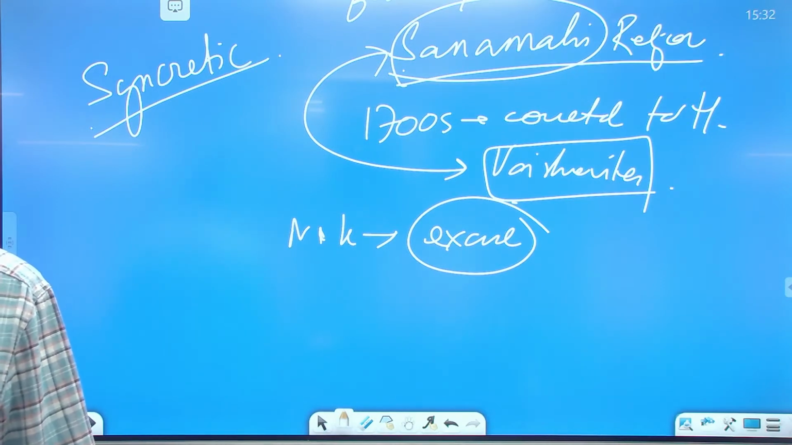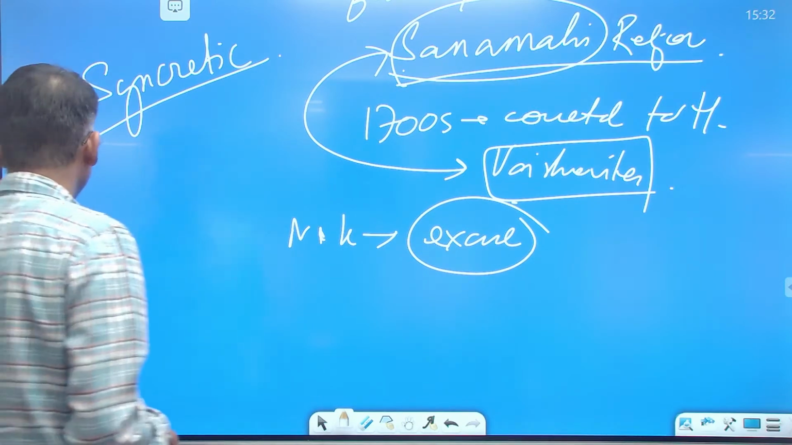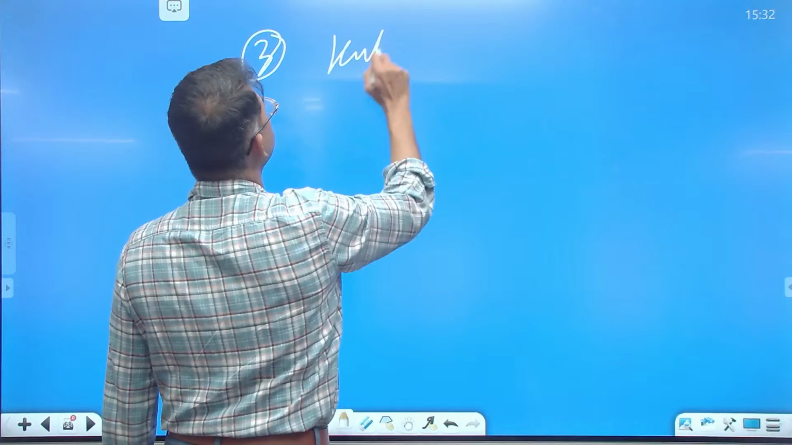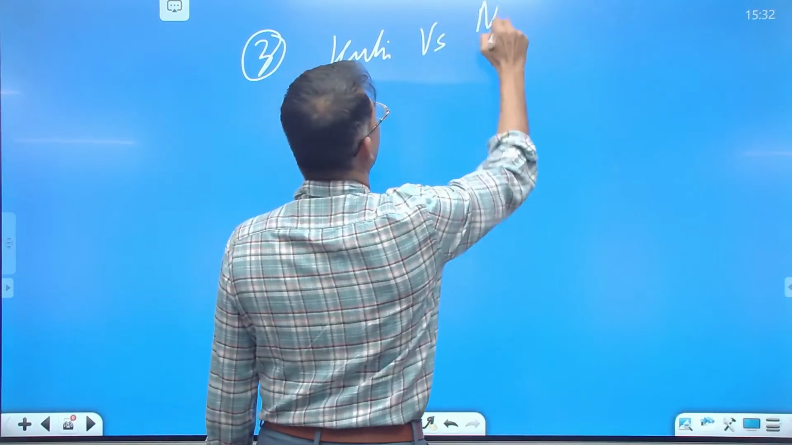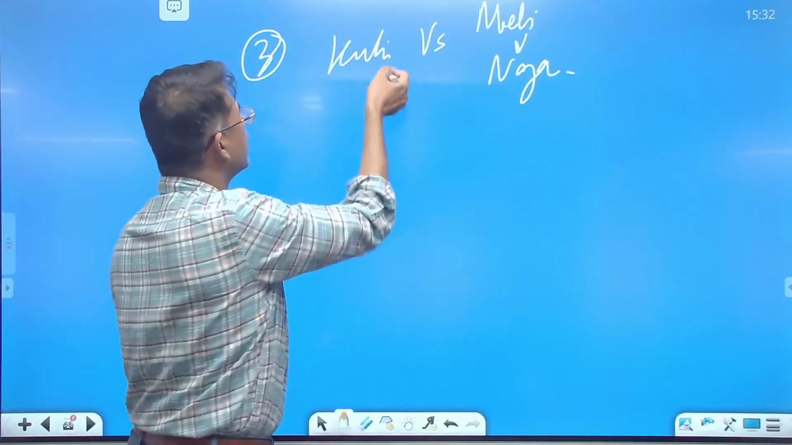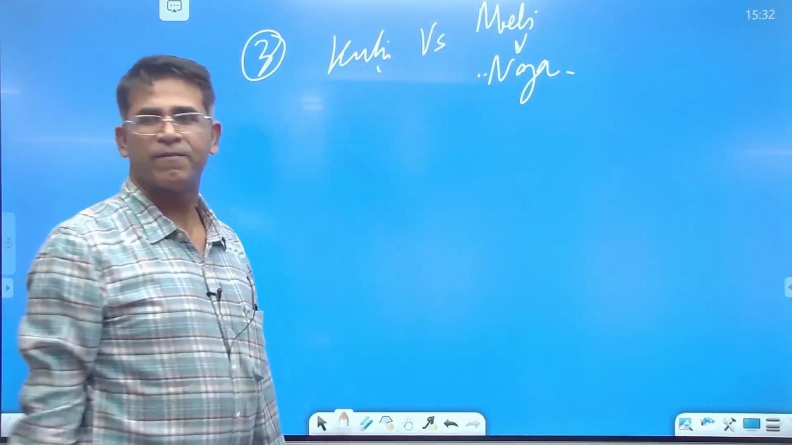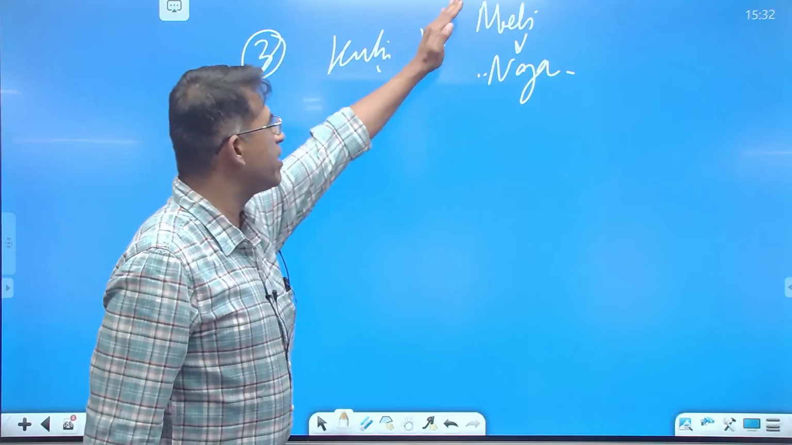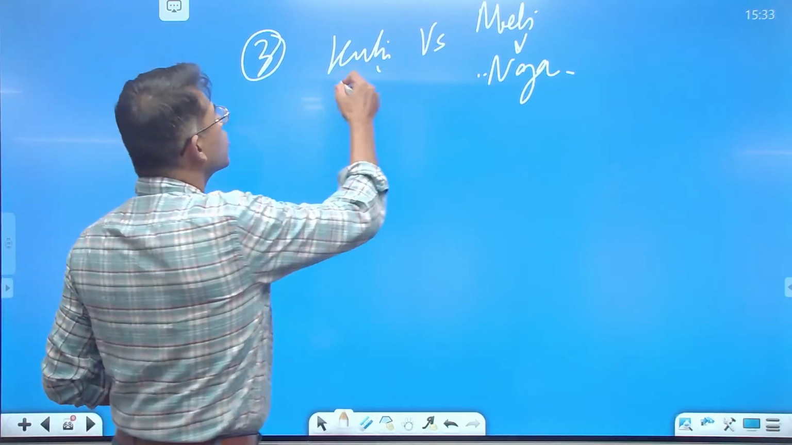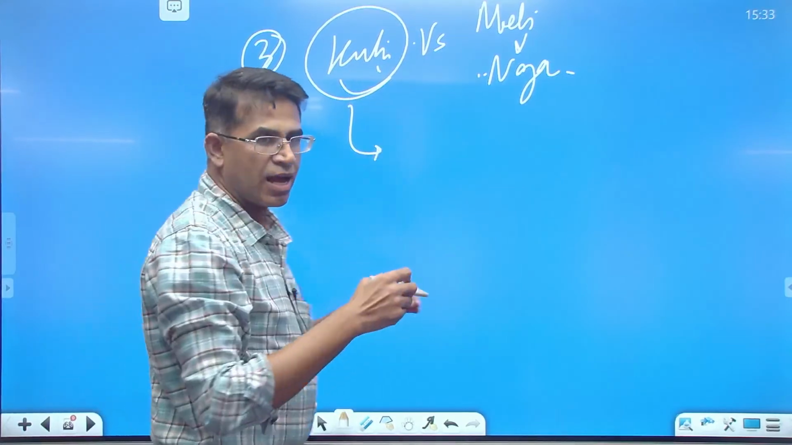All fine here? Okay. The third issue. Okay. Now this is Kukis versus both Meitei and also Naga. Although this is hidden right now because these two groups have come together. Otherwise it is Kukis versus Meiteis and Nagas as well. What is the issue? Kukis. Okay.